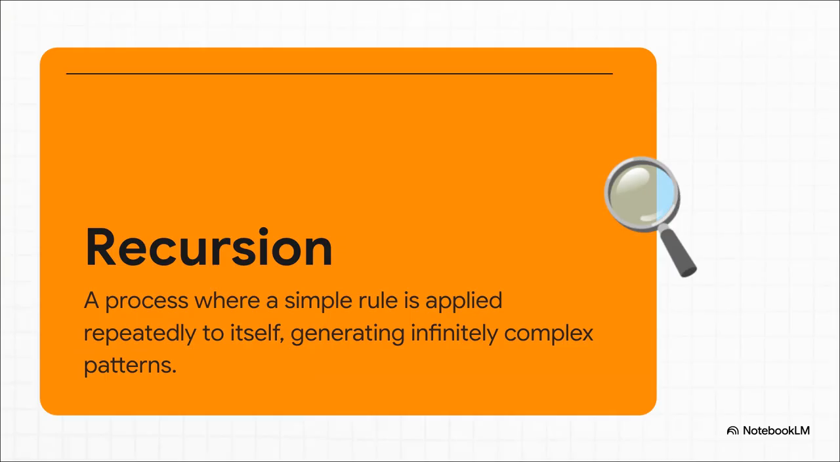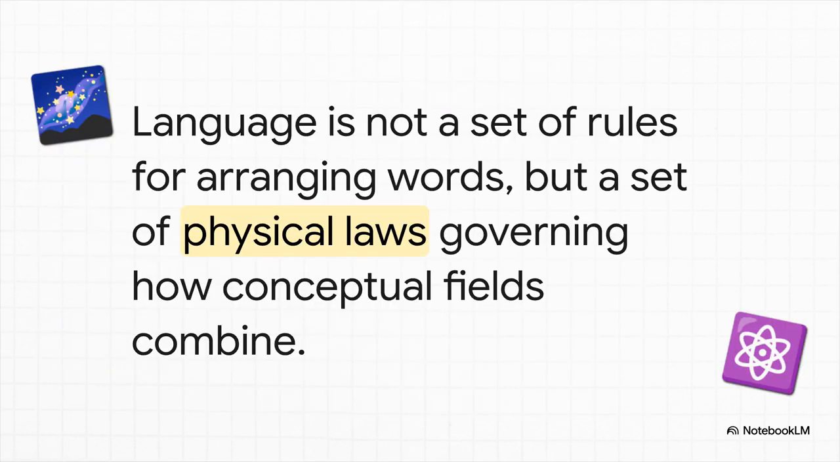And the engine that drives all this growth is something called recursion. You've probably heard of it. It's just a fancy word for a process where a simple rule gets applied to itself over and over and over again. And the result? You can get patterns of basically infinite complexity. It's how nature does it. Think about the way a tree branches out, or the insane geometry of a single snowflake. All of that complexity comes from a really simple starting rule. Just repeat it.